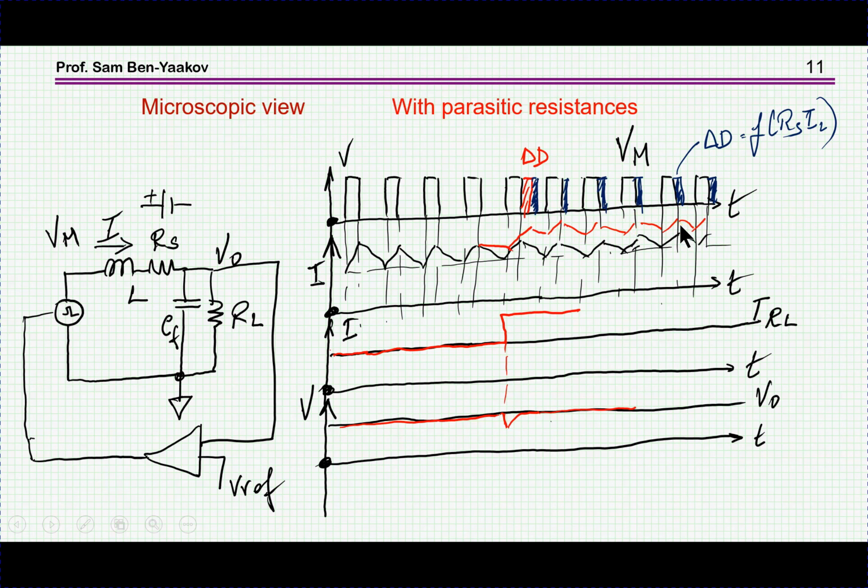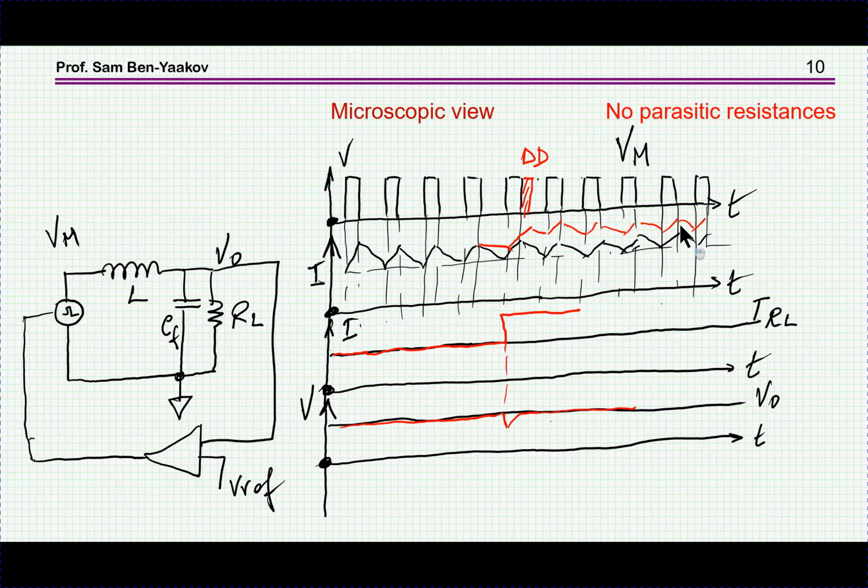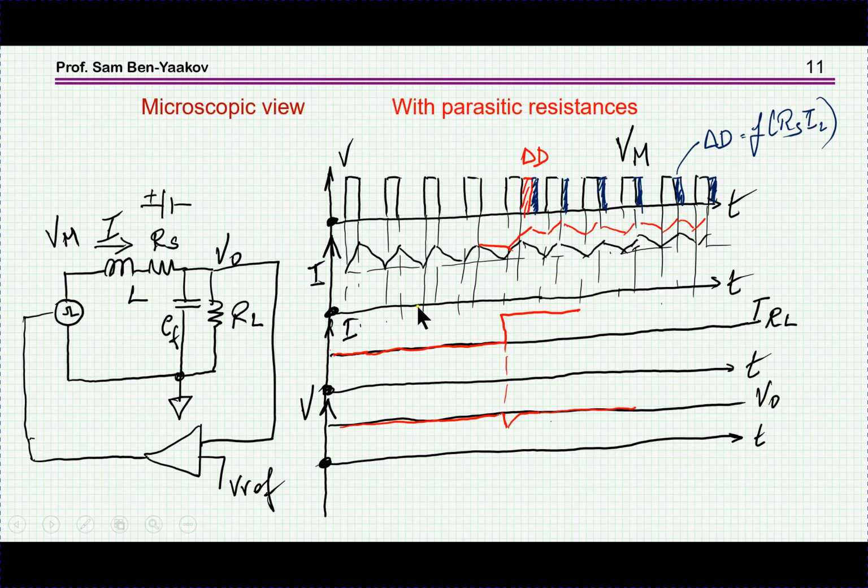So this is really the explanation of what will happen in the ideal case in which there is no resistance at all, and the case in which there is parasitic resistance and there will be a modification of the duty cycle by the feedback, keeping V out constant again.